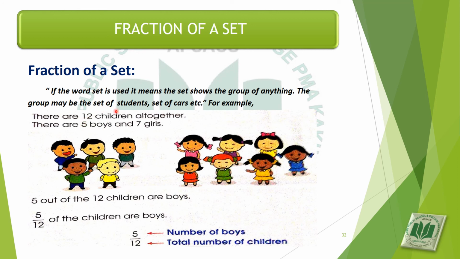These 12 children are our set. In the set, we have 5 boys and 7 girls. Now, 5 out of 12 children are boys. We will write it in the form of a fraction like this. That is, 5 by 12 of the children are boys. 5 is the number of boys and 12 is the total number of children.